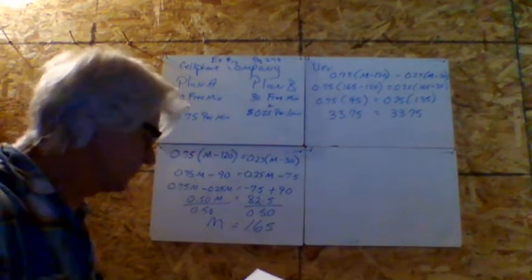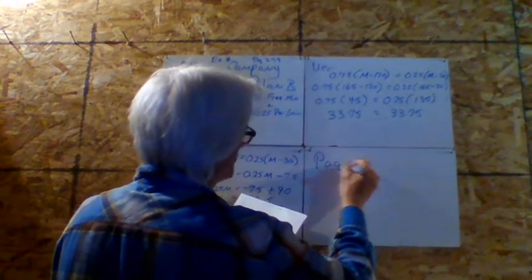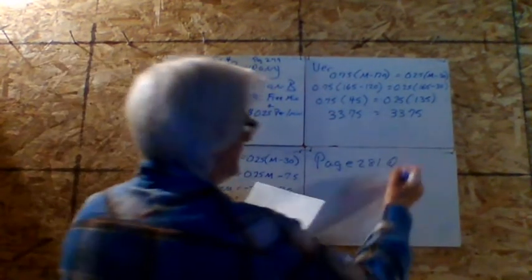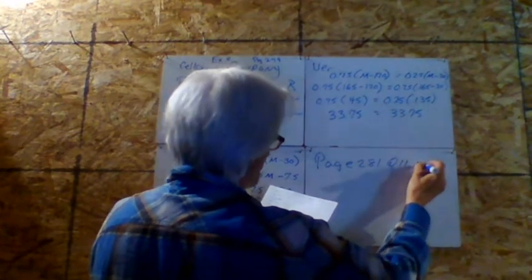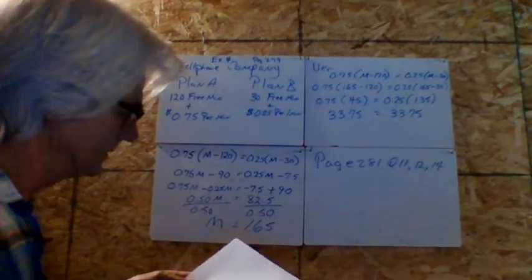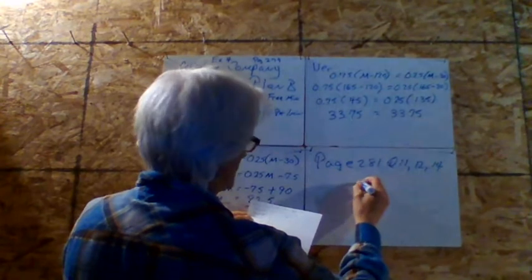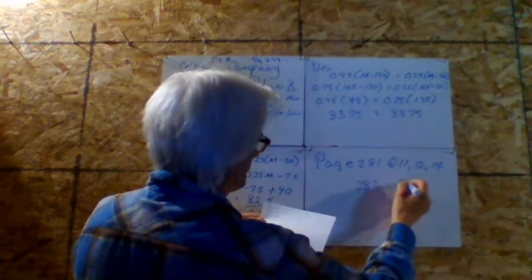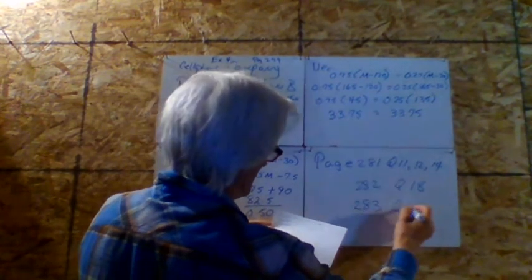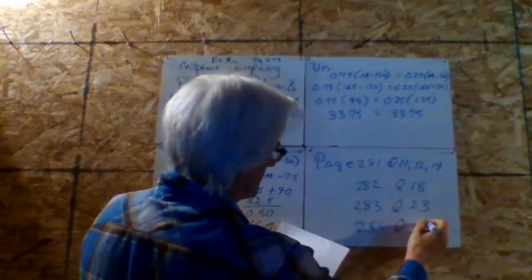Now I'm going to give you some questions that I want you to do out of the textbook. So I want you to go in now and do page 281, questions 11, 12, 14, and then I want you to do page 282, question 18, page 283, question 23, and page 286, question 8.